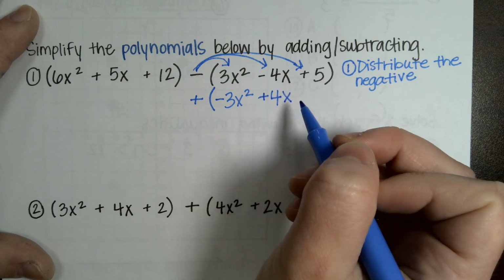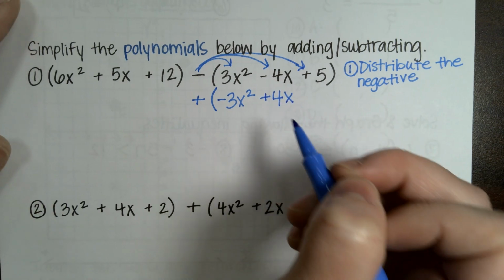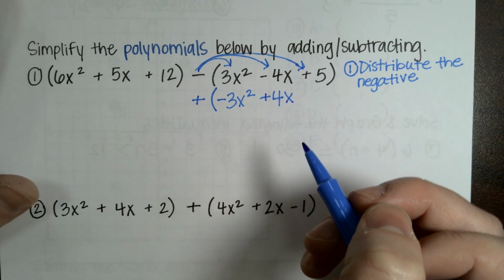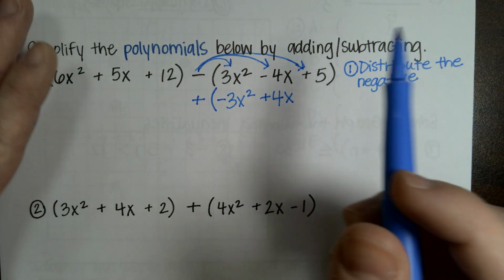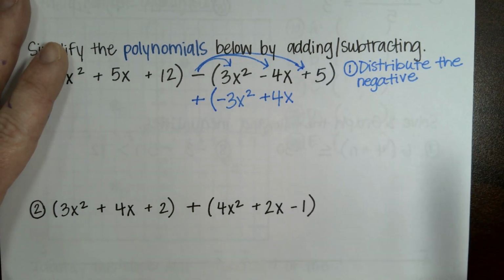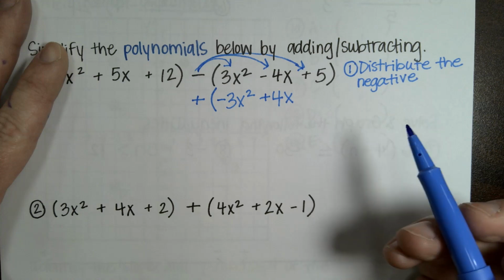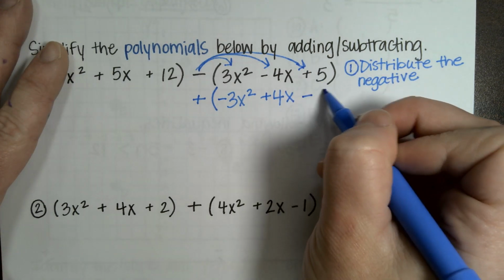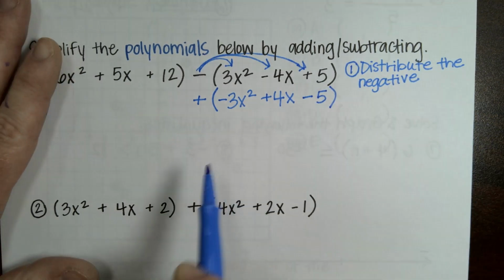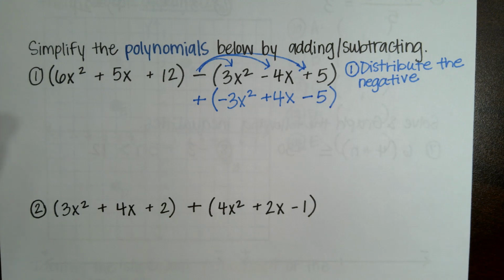And guys, at any point, if you are confused about why we did a certain step, please stop me so that we can talk about it. And now at the end, we've got plus 5. What does that turn into? -5. Yeah, -5 or minus 5. And we've distributed the negative. That's it for that step, guys.